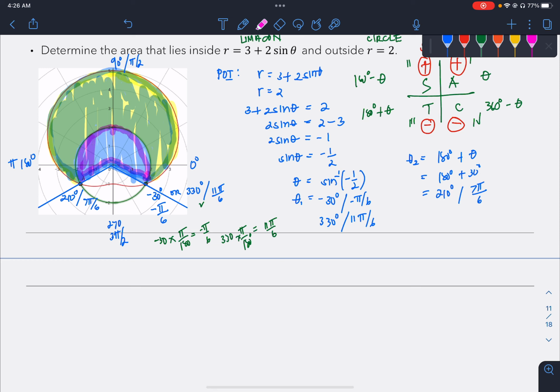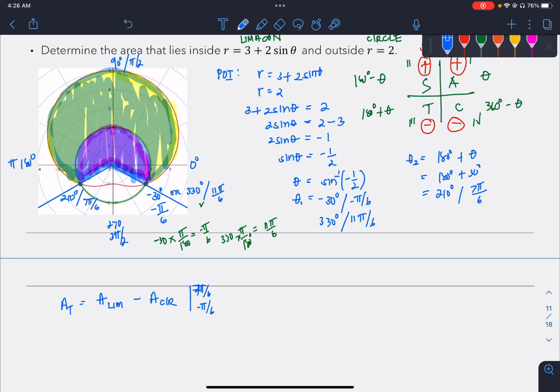So in short, in getting the total area, I'm just going to get the area of the limacon minus the area of the circle. But then our boundary is from negative pi all over 6 up to 210 degrees, or that is 7 pi all over 6. Sir, why did I not use the positive 330 degrees?